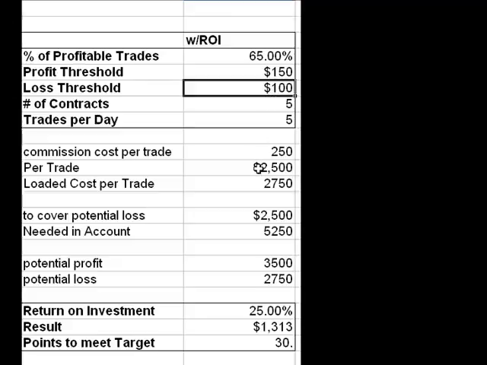So that's the numbers of it all. Send me an email, and I'll be more than happy to send this to you so you can tweak it and come up with your own system. But I just want to make sure that everybody understands how the numbers work in futures before we actually get into developing our trading system.